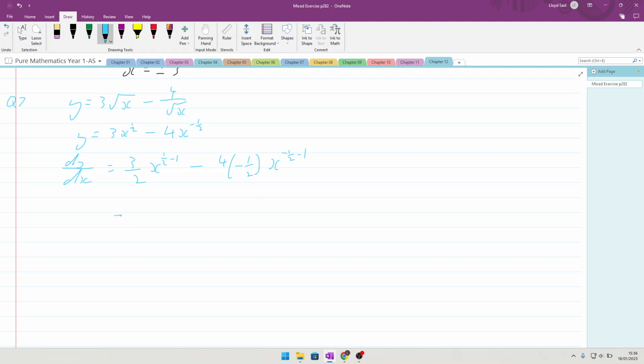Okay, so tidy that up a little bit. We still have 3 over 2 x to the minus a half. The minus 4 times minus a half gives you plus 2x to the minus 3 over 2. If you wanted it out of the notation for the indices, we would have 3 over 2 the square root of x plus 2 times the square root of x cubed. Or they might want to put the square root in the cube. It doesn't really make any difference.